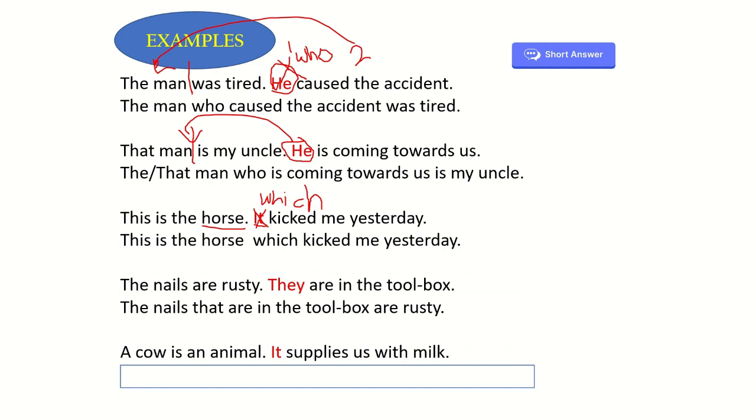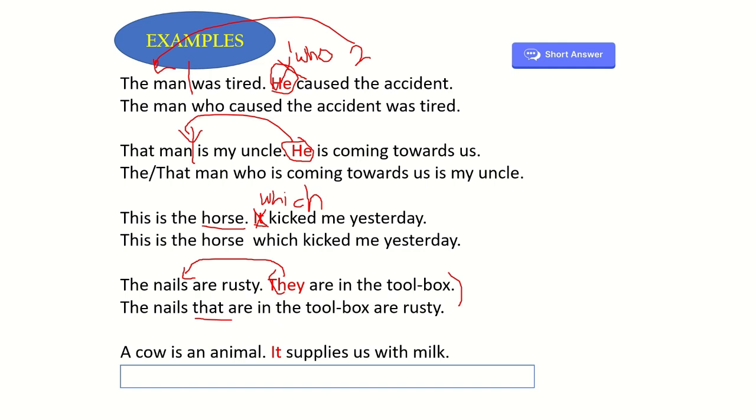Okay, the nails are rusty. They are in the toolbox. The nails that are rusty are in the toolbox. Instead of using they, referring to the nails, I used that. The nails that are in the box are rusty.